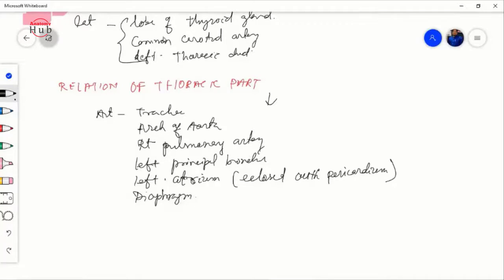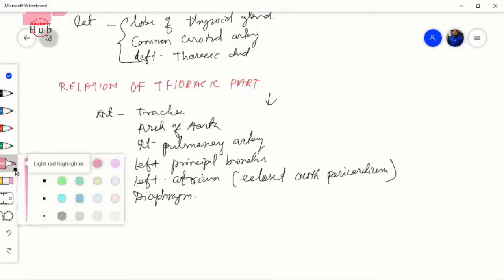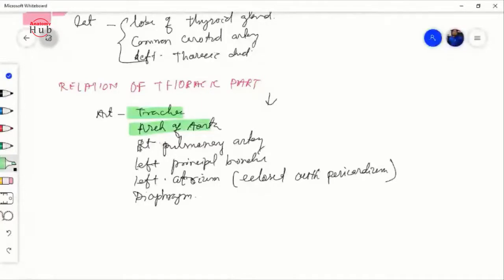So from above to downward, the anterior relation will be, first, your trachea. Then you will find the arch of aorta. Down to that, the right pulmonary artery. Down to that, the left principal bronchus. Down to that, the left atrium, enclosed with the pericardium. And further down you will find the diaphragm. So all these are your anterior relations.